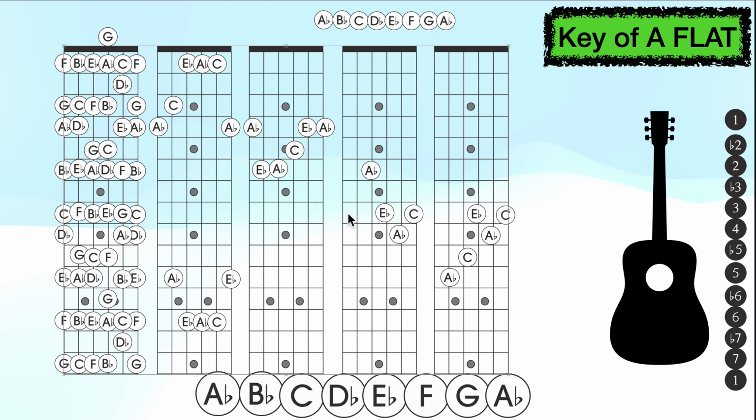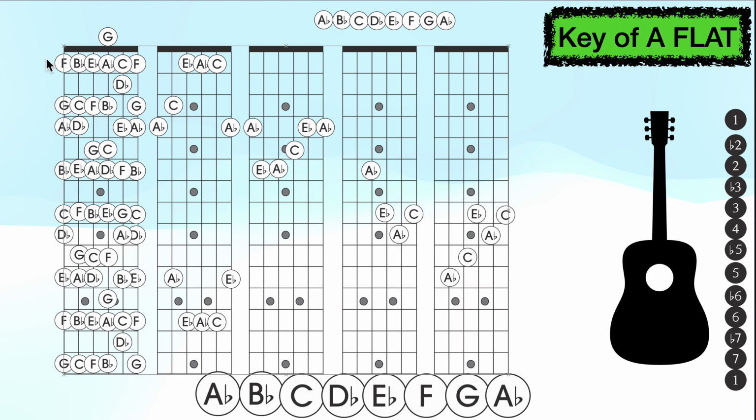So yeah, A flat is going to be a less common key. As you can see, we have no open strings except for the G, and that really does not help us very much to produce chords. Everything is going to be either barre chords or some sort of movable shape. That is, of course, if you're not playing with the capo.